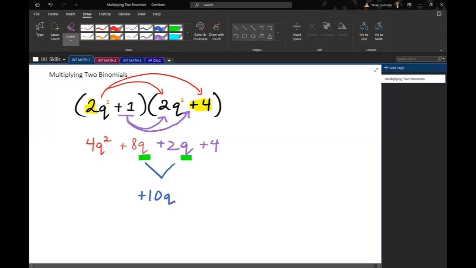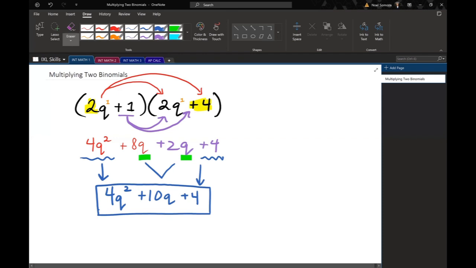None of the other terms have a like term. So 4q squared, there are no other q squared terms, so we're just going to bring it down. That's 4q squared. And the same thing with positive 4. There are no other constants anywhere else to combine with, so we bring it down. So this would be my polynomial after I have multiplied the two binomials together.